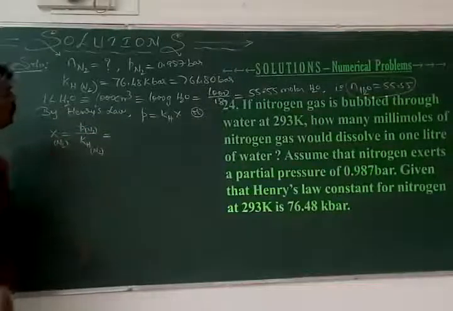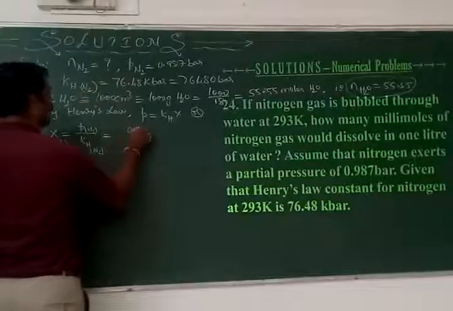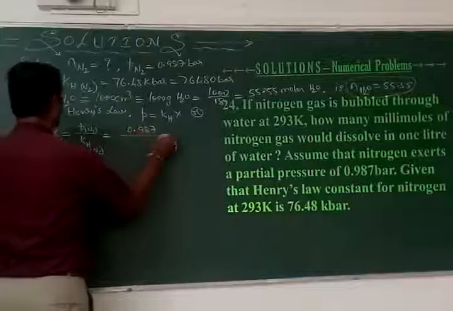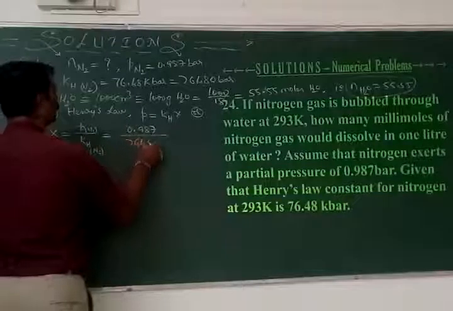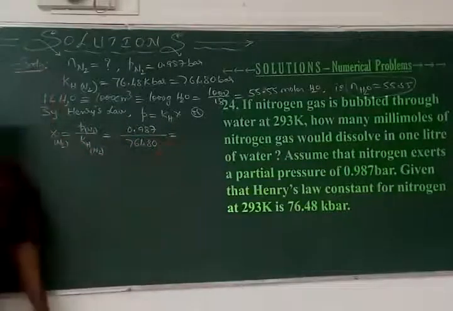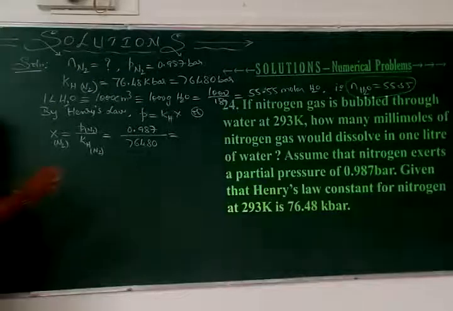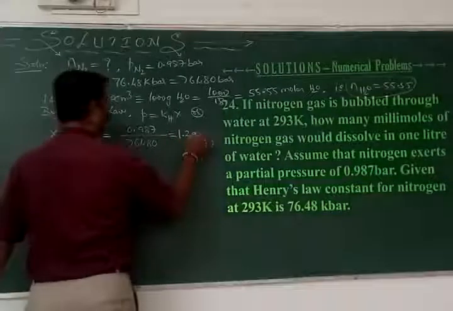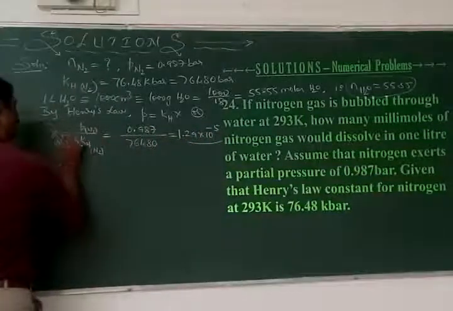What is the partial pressure of nitrogen? The pressure with respect to nitrogen is 0.987 bar, divided by what is kH for nitrogen? 76480. That is equal to, what happens when I simplify that? 1.29 into 10 to the power of minus 5. What is this? Mole fraction.